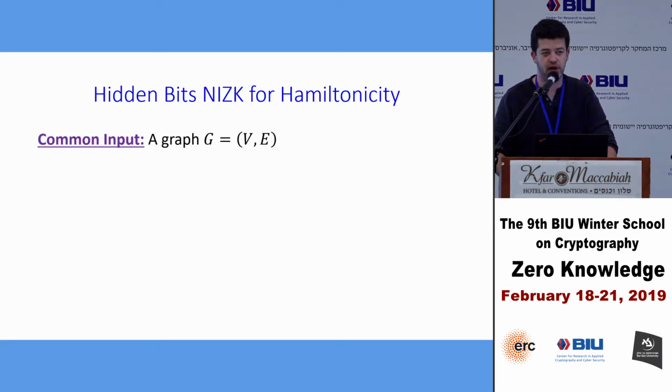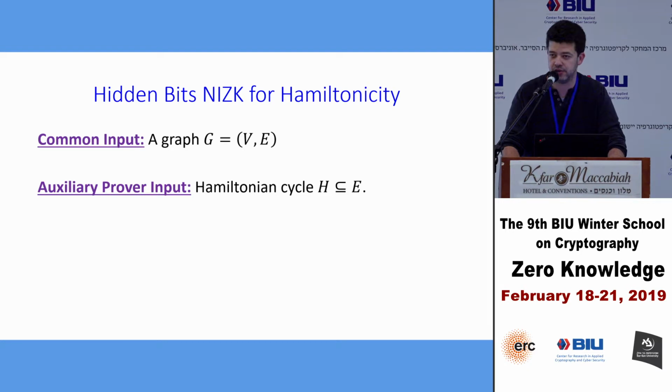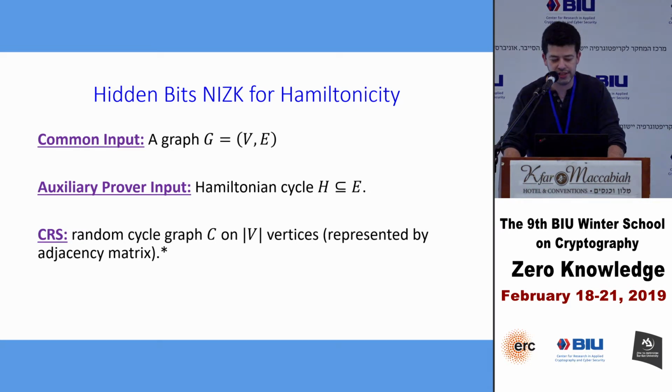So we have a common input. It's a graph G with vertices V and edges E. The prover also gets a Hamiltonian cycle, so some subset of the edges that form a cycle going through all vertices. The CRS, I need to specify what distribution it comes from. So it's going to be just a random cycle graph. Okay, a random graph that just has a random cycle going through all the vertices, but a random such graph, no other edges. And the representation is going to be via the adjacency matrix. Okay, so n squared size CRS string. Or rather, I shouldn't have called it CRS, it's these hidden bits, right? We're in the hidden bits model.